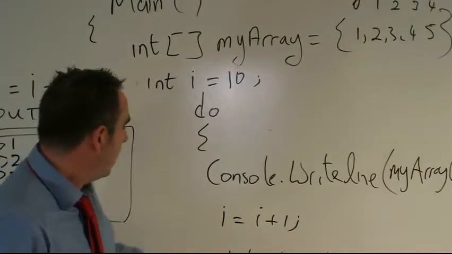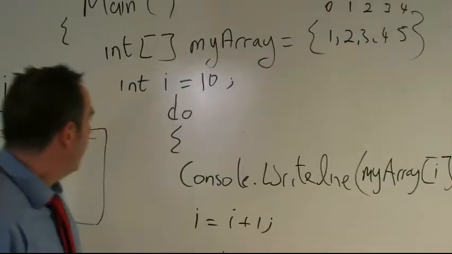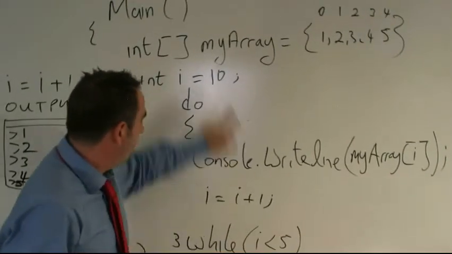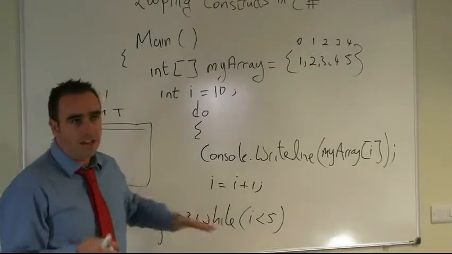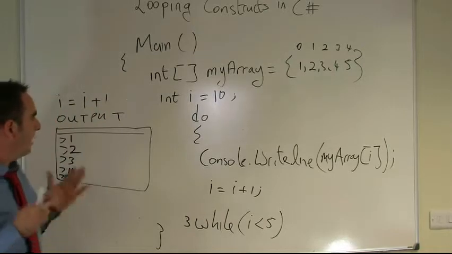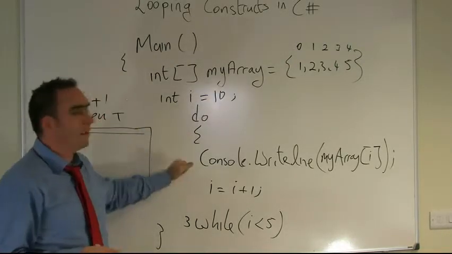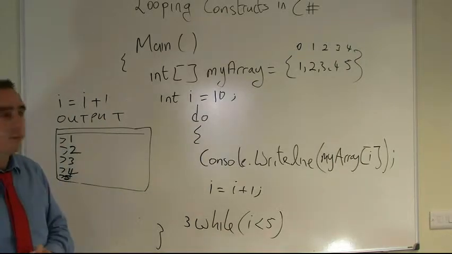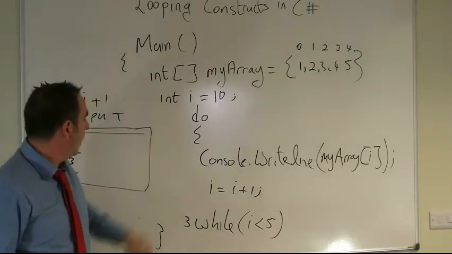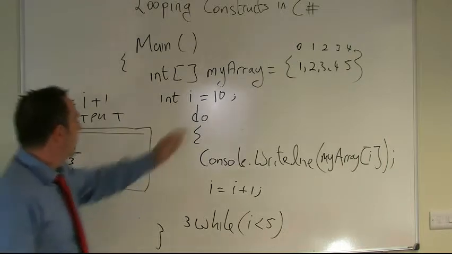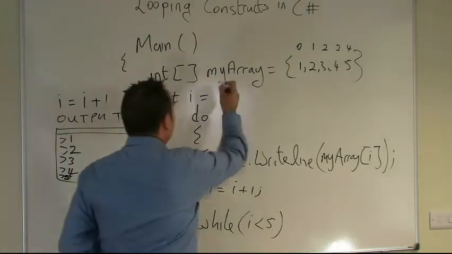And we get down here, and then at this point, 10 is not less than 5, so we're going to exit our loop. So basically, that's the main difference. No matter what the condition, it will always execute the code within the loop once when you're using a do while loop. Okay? So we'll just go back to what we had initially.